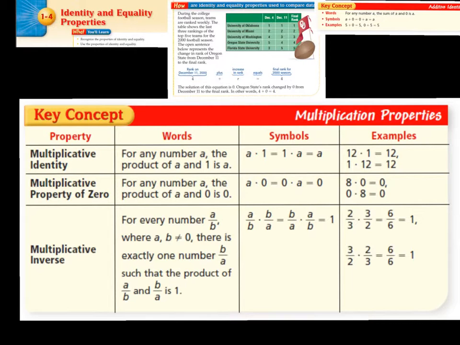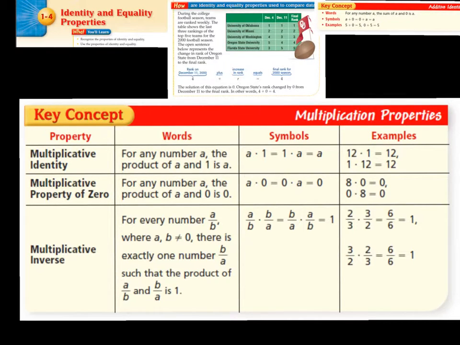And the multiplicative inverse, also known as the reciprocal, but for properties we're going to name it multiplicative inverse. For every number A over B, where A and B do not equal 0, there's exactly one number, B over A, such that the product of A over B and B over A is 1.